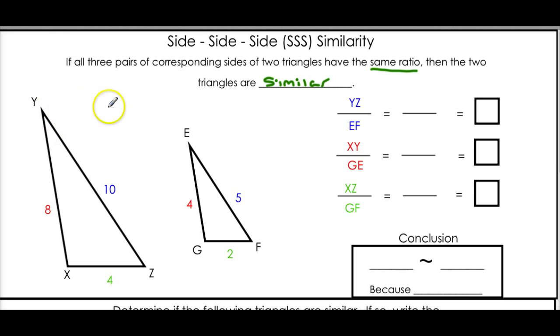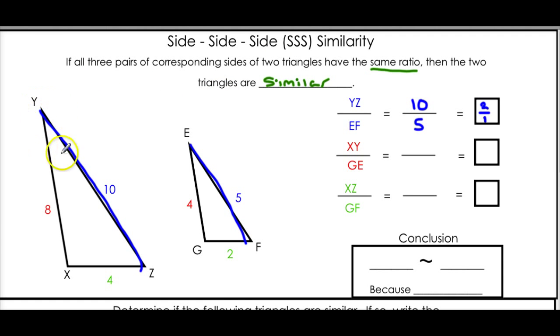All right? So we'll just do it 3 times. So let's start with the biggest side of both triangles. So the biggest side of our first triangle is YZ. All right? And we're going to put that over the biggest side of our second triangle, which is EF. So the ratio of YZ to EF, our two biggest sides, is 10 to 5, which is just 2 over 1. All right? So that's our first ratio, YZ to EF.